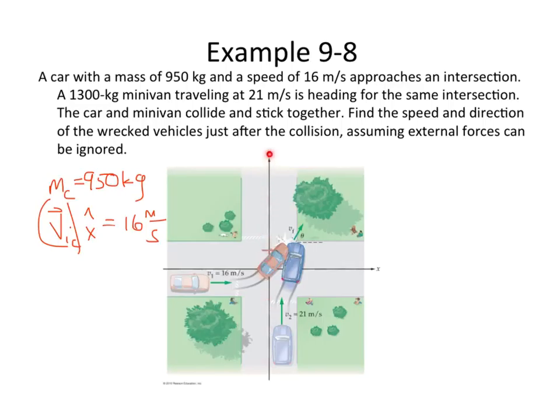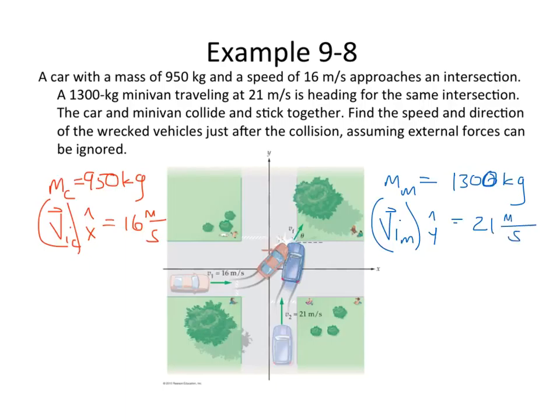All right? We also have a minivan. And so the minivan, the mass, is going to be 1,300 kilograms, and the initial velocity of the minivan in the y direction, or the y hat direction, is 21 meters per second. Okay?